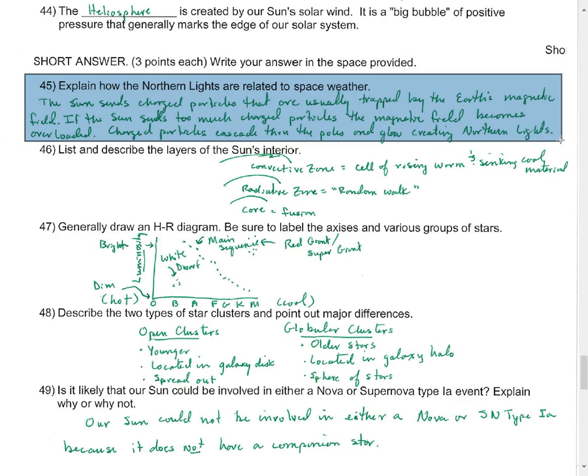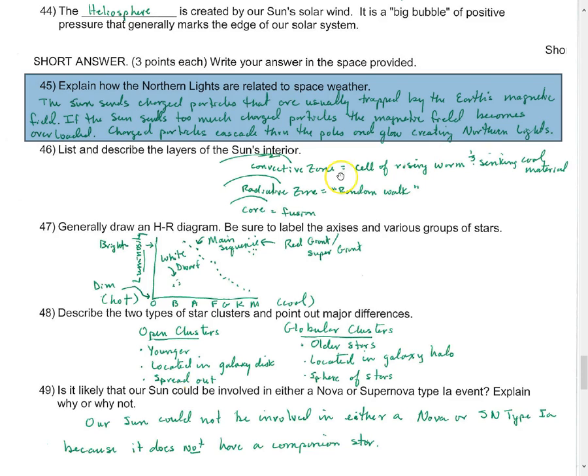Question 45 was, explain how the northern lights are related to space weather. Space weather is the activity of our sun. When we get the northern lights, the sun has sent charged particles that can't be accommodated by our Earth's magnetic field, and so Earth's magnetic field is what we say overloaded. I was looking for something about the magnetic field and counted off at least one point if you didn't mention it.